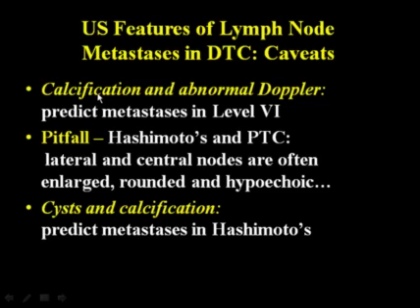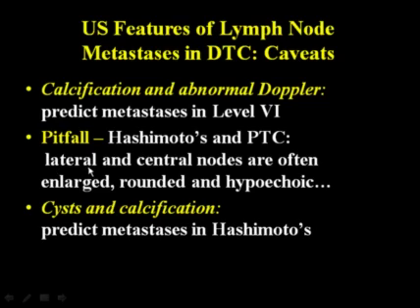In terms of both Hashimoto's disease and the central compartment, remember that calcification and abnormal Doppler are really the only accurate predictors of metastases in the central compartment or level 6. A lot of times these nodes can be hypoechoic and more rounded in appearance, so calcification and abnormal Doppler can be helpful. A pitfall is in particular in Hashimoto's disease, in patients who have both Hashimoto's and papillary thyroid cancer.